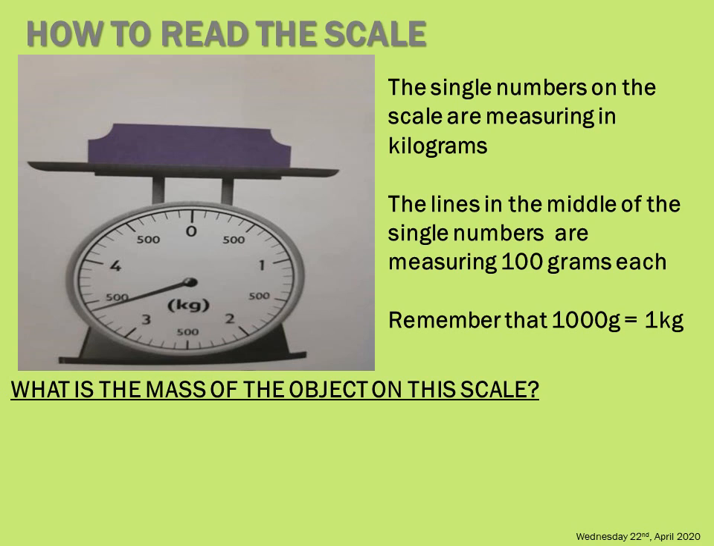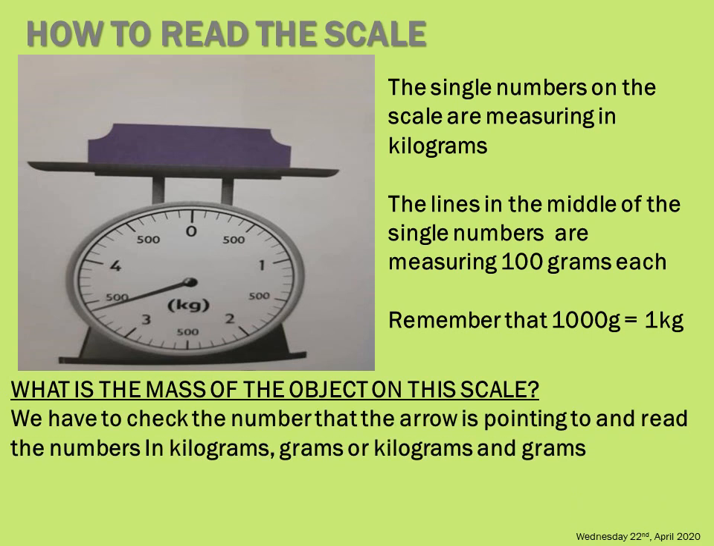Where is the arrow pointing to? That's the first thing you have to look at. Okay, you have to check the number that the arrow is pointing to and read the numbers in kilograms, grams, or kilograms and grams. Now, the arrow has passed number 3, is going towards number 4, but it has not reached number 4. So it's somewhere in the middle before 500. Now, how do we measure?